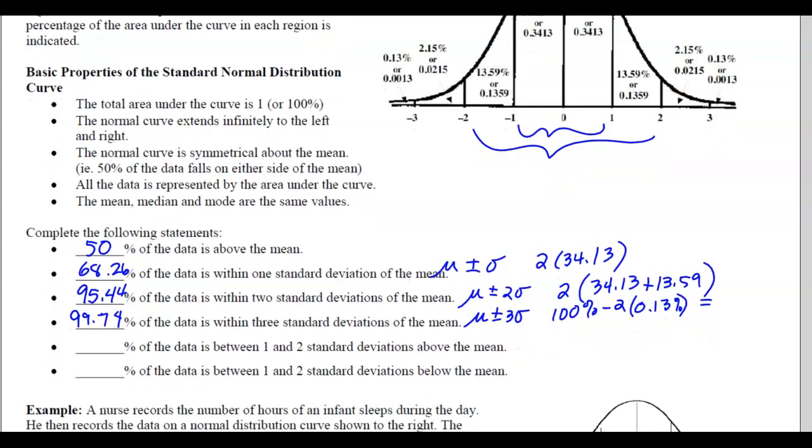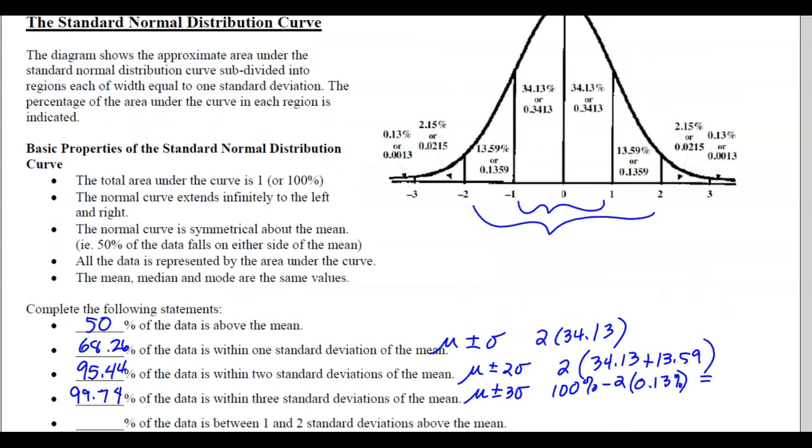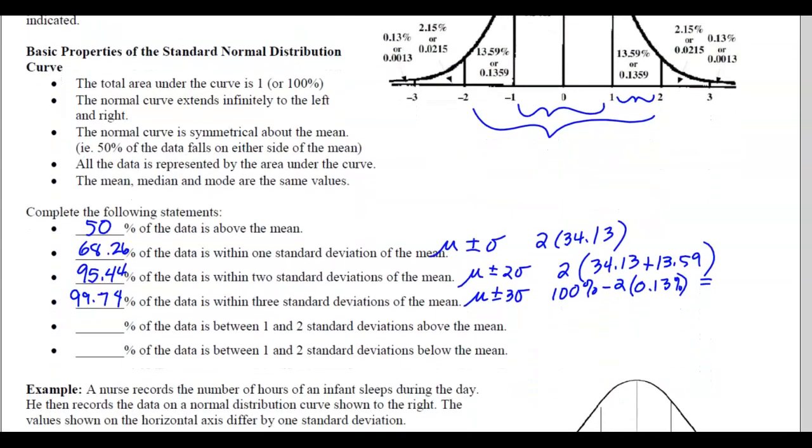What percent of the data is between 1 and 2 standard deviations above the mean? So that would be just this here, 13.59. And it's going to be the same for the next one, between 1 and 2 standard deviations below the mean. So that's going to be the same as the previous question, because it's symmetrical. Okay, questions, guys?